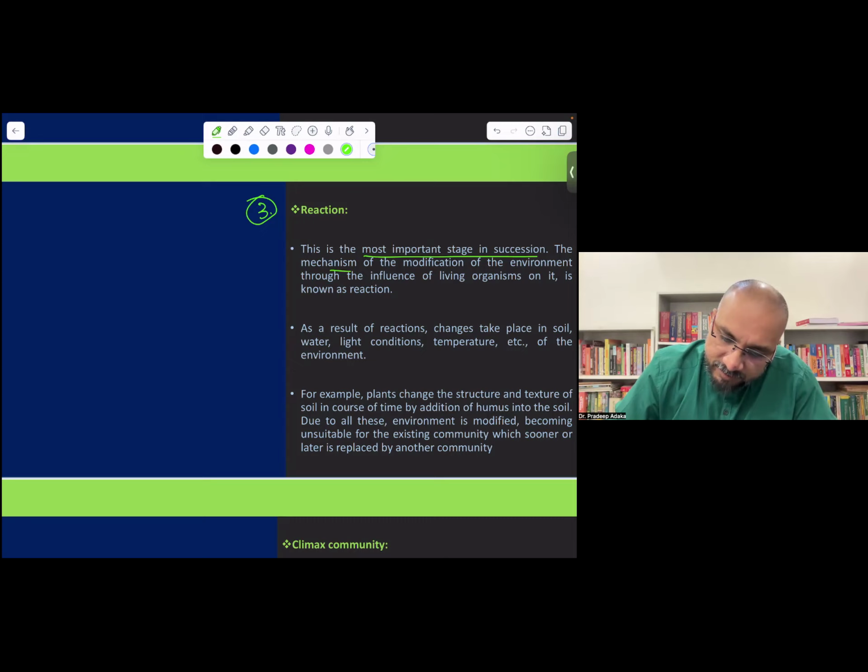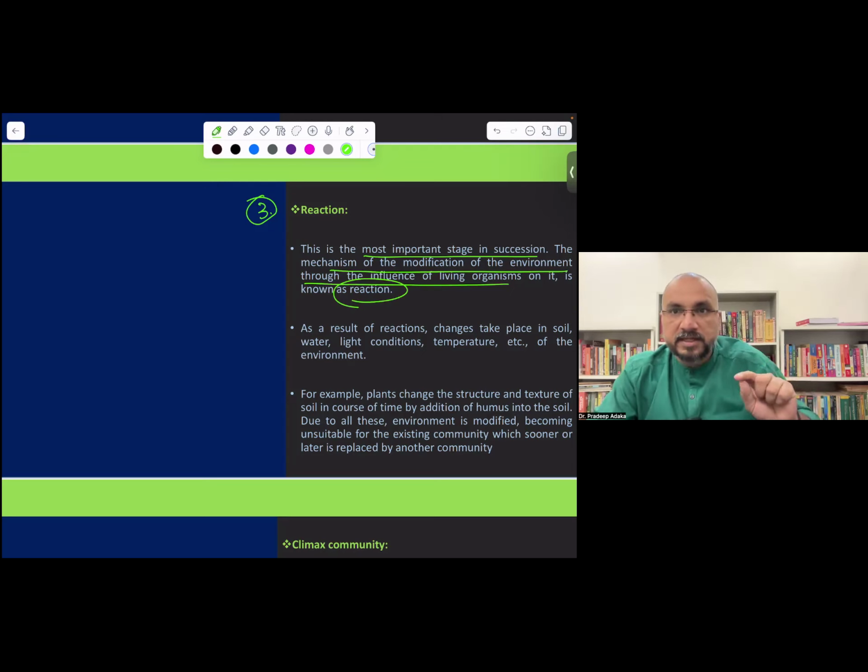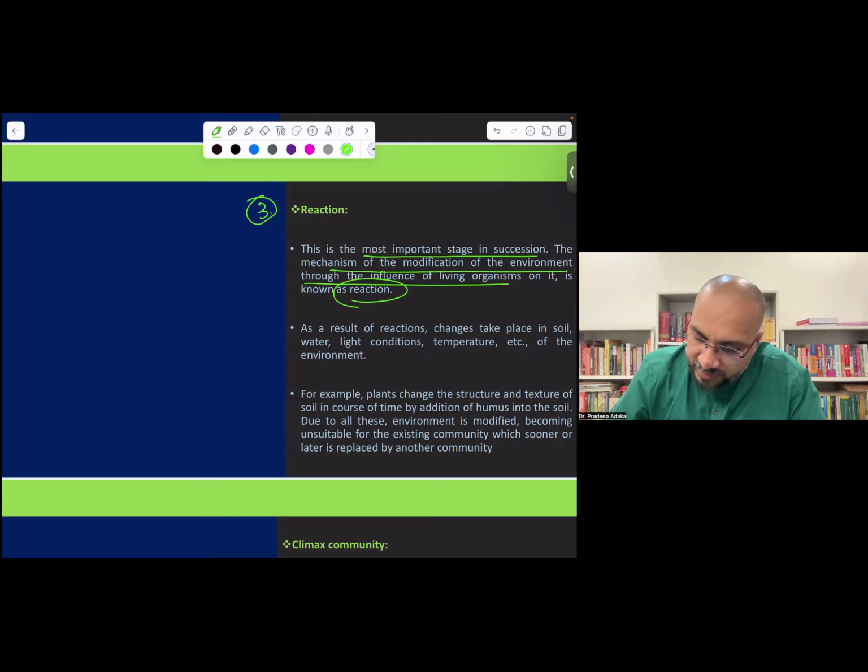The mechanism of modification of the environment through the influence of living organisms on it is known as reaction. So see, slowly the abiotic conditions are altering because of the species itself. जो वहां पर pioneer species है उसकी वजह से ही environment में changes आ रहे हैं. As a result of the reactions, changes take place in the soil, water, light conditions, temperatures of the area. तो उस एरिया में जो भी abiotic factors है वो slowly modify हो रहे हैं.